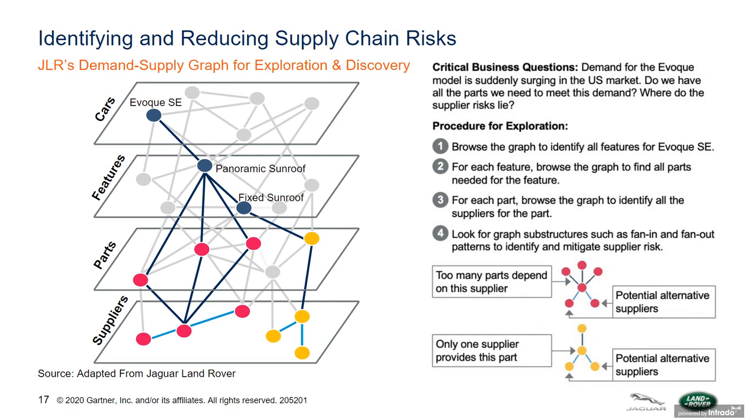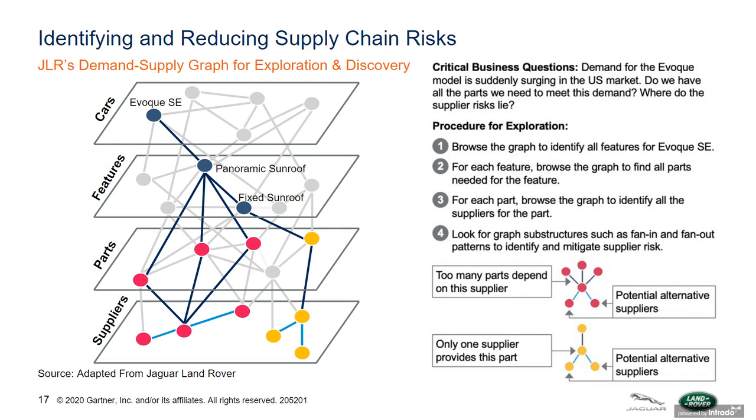Some of the questions they might ask: demand for the Evoque model is suddenly surging in the US market. Do they have the parts they need to meet that demand? And what are the supplier side risks? So the basic procedure: you browse the graph to identify all features for Evoque. That's actually a very simple graph operation where you start at the Evoque and just propagate through the edges. In principle that is very simple, but due to the size of the graph, that could take quite a while. In TigerGraph, it's very fast and efficient.